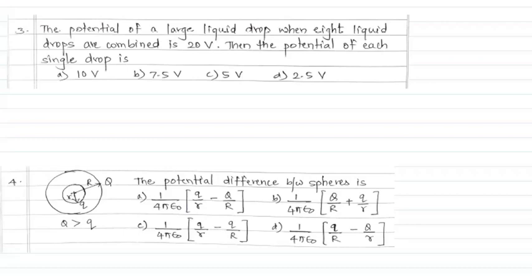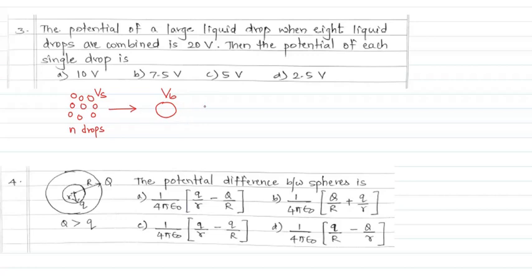Third one, the potential of a large liquid drop when 8 liquid drops are combined is 20 volt. Then the potential of each single drop is. Now here, if n small drops, here the drops are identical, combine and form a bigger drop, the potential of each small drop I will take as Vs and the potential of the bigger drop as Vb.